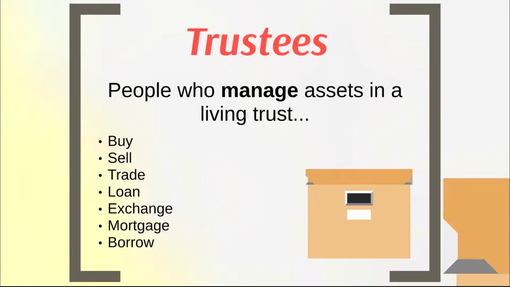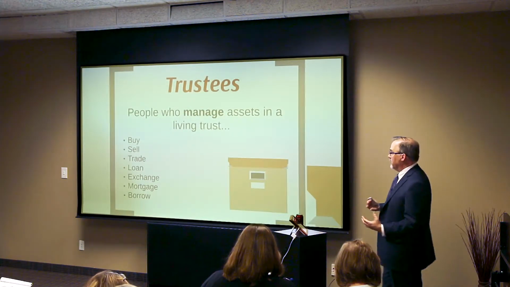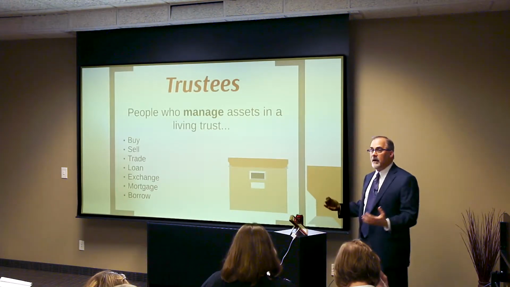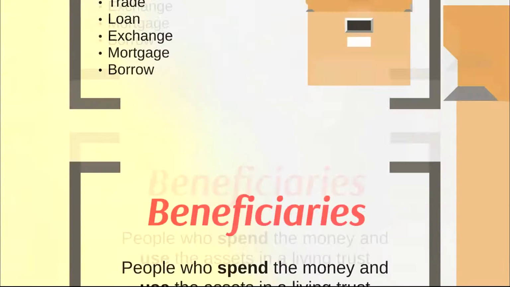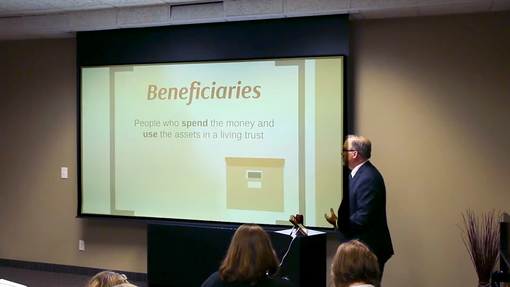A trustee is the person who has the right to manage the assets in the trust. They can usually do everything with the assets that the owner can do with the assets. We want to give them a lot of authority and a lot of flexibility. So they can buy, sell, trade, loan, exchange, mortgage. They can do everything with the assets, but they don't get to use the assets. The assets are not for the trustee, they're for the third role, the beneficiary. This is what you want to be as the beneficiary of a trust. They're the people who spend the money and use the assets in a living trust. If you hear someone described as a trust baby or a trust fund baby, they're the beneficiary. That's the good position to be in.